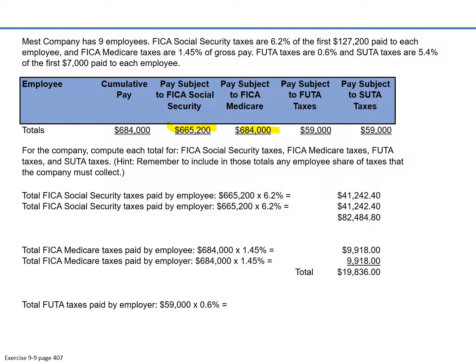Total FUTA is going to be 59,000 times 0.6%. It's only paid by the employer. SUTA is also only paid by the employer: 59,000 times 5.4%. Okay?